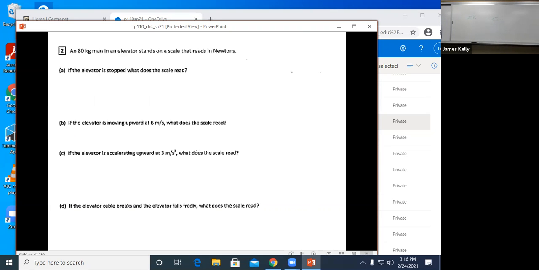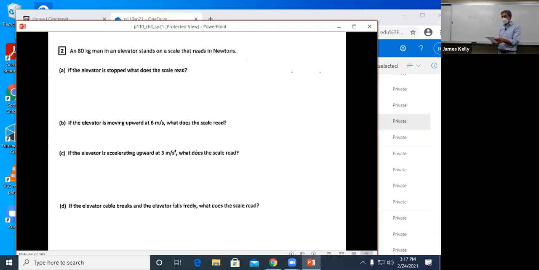Okay, so here, and I should say this is the worksheet I passed out in class, but for the Zoom folks, this was posted as the first worksheet for today in class. We'll be using the second worksheet too. So we're now on the backside, problem 2. An 80-kilogram man in an elevator stands on a scale that reads in newtons. And we're asked various things.